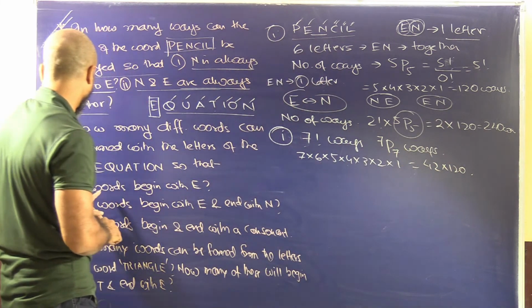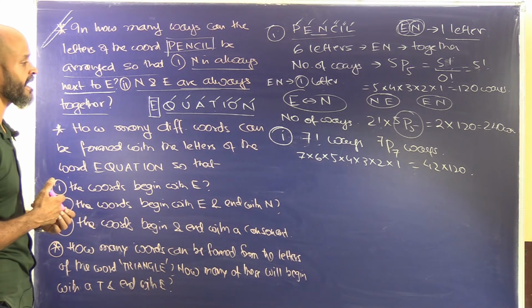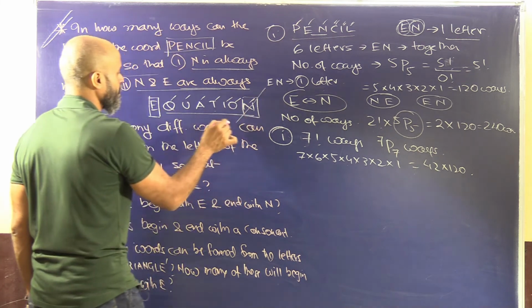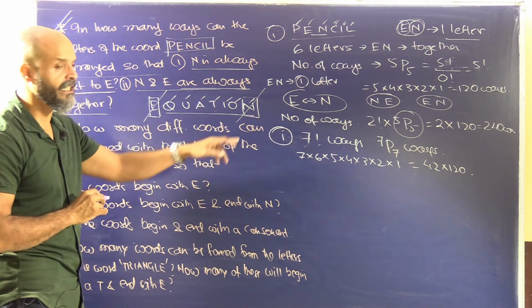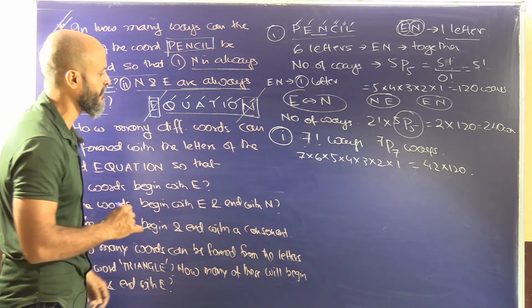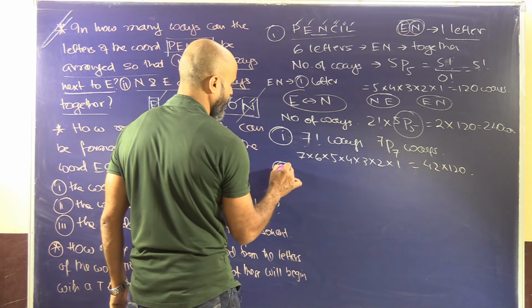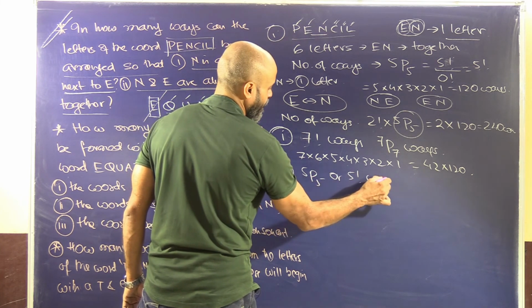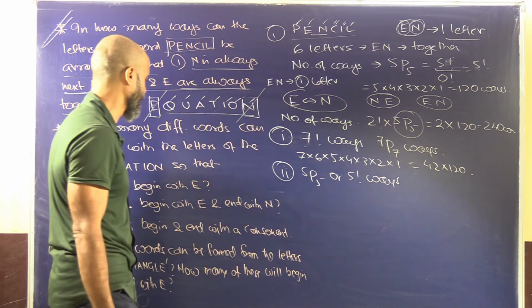Okay, all right, now the words begin with E and end with N. So now we have fixed two places out here. All the words are beginning with E and ending with N. So there are remaining 1, 2, 3, 4, 5 letters. So this can be done now in 5P5 or factorial 5 ways.